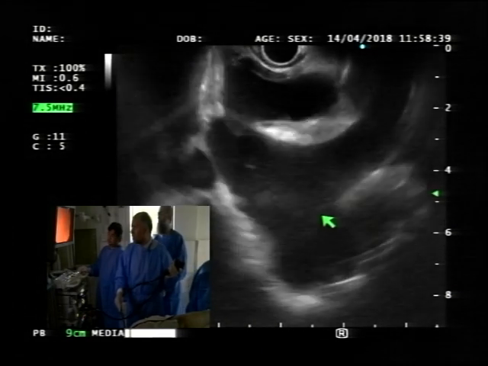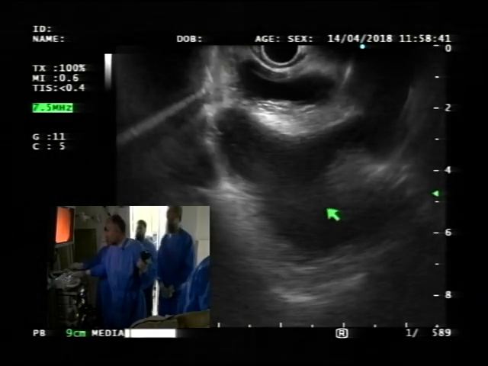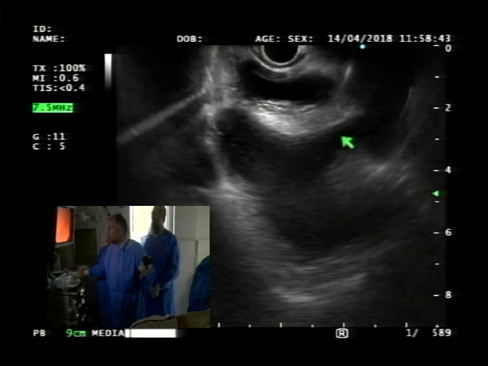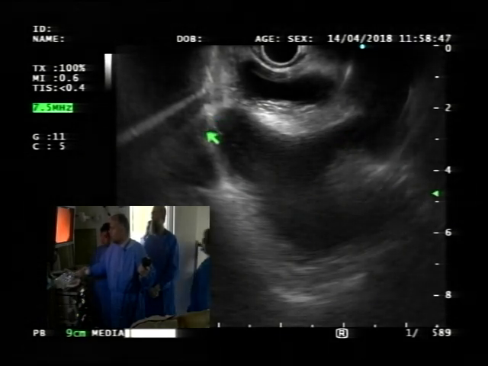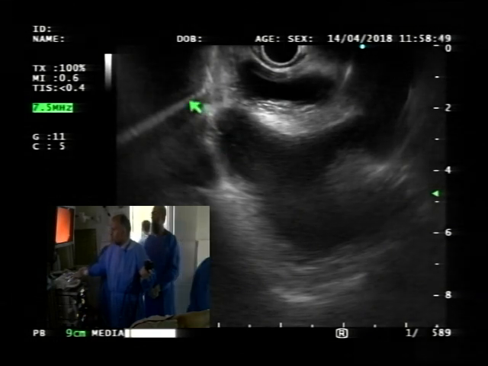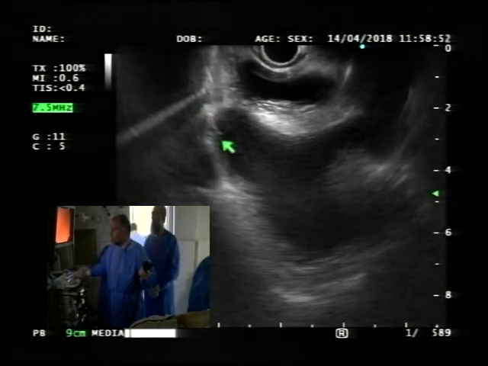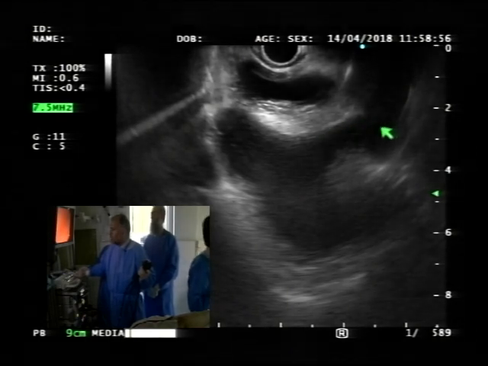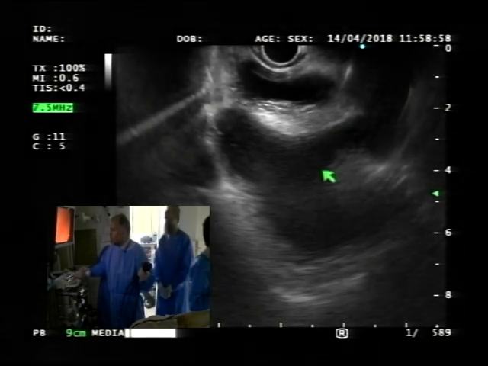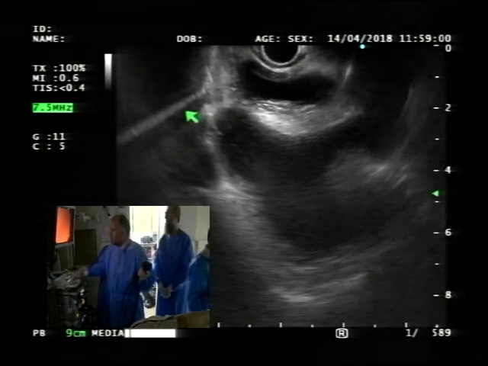Right, freeze. Okay, so this is the superior vena cava here, and this is the right atrium, and this is the inferior vena cava. This is the diaphragm showing here. This inferior vena cava will trace back into the liver here. So this is the right side of the heart. So this is, again, superior vena cava, right atrium, inferior vena cava.